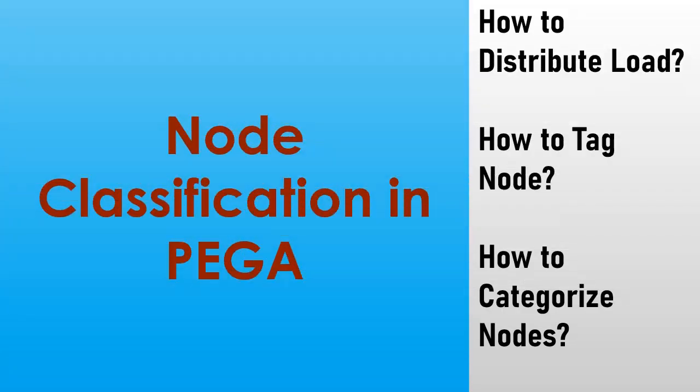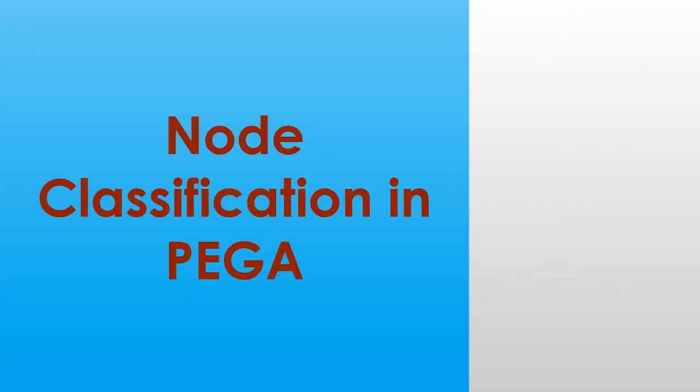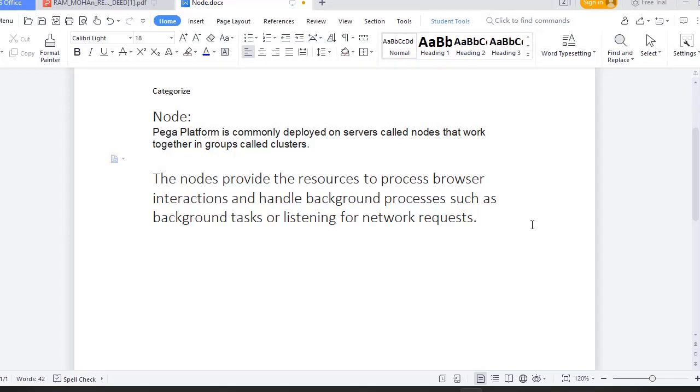Today we are going to discuss node classification and its uses in PEGA. So let's get started into the topic. Generally, the PEGA platform is deployed on servers, and those servers are called nodes. When there are more servers, which means more nodes, they are grouped together and labeled as clusters.